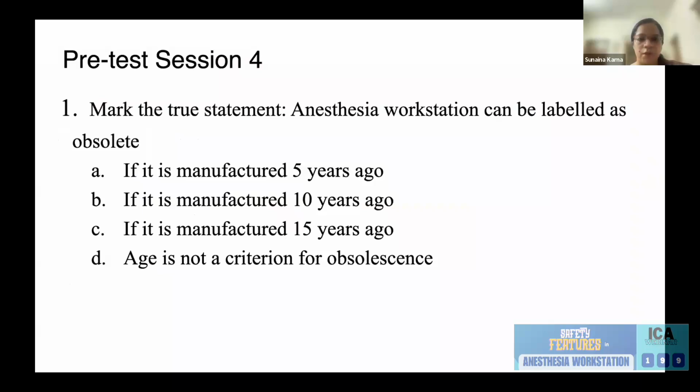So coming to the pretest for the last session. Question 1, mark the true statement of the following. Anesthesia workstations can be labeled as obsolete if option A, it is manufactured 5 years ago. Option B, it is manufactured 10 years ago. C, if it is manufactured 15 years ago. And option D, age is not a criterion for obsolescence. 10 seconds left. And the time is over.